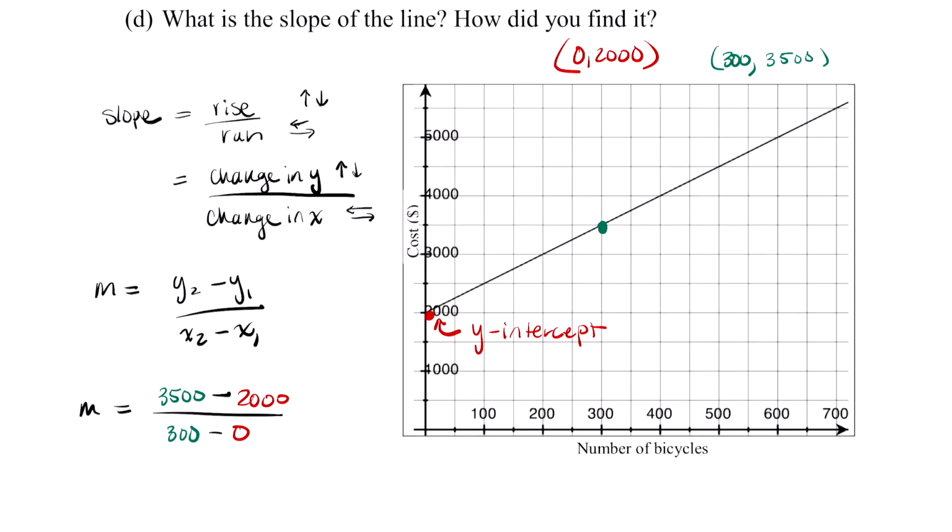All right, so what are we going to get? So on your numerator, you should get 1,500 divided by 300 in the denominator. And this gives you a slope of 5.